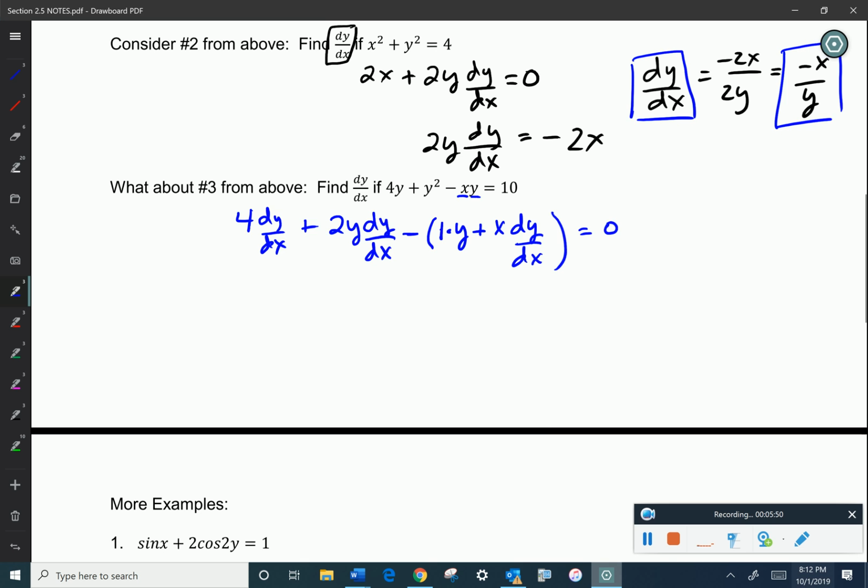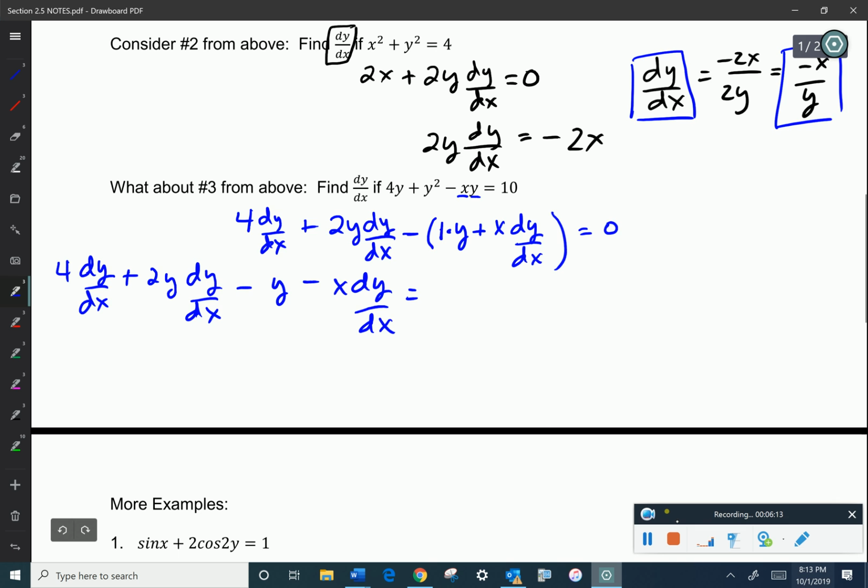Now remember, we're trying to solve for dy/dx. It just so happens that I have 3 dy/dx terms. So I think I'll go ahead and distribute that negative. So I've got 4 dy/dx plus 2y dy/dx minus y minus x dy/dx, and this is all equal to 0.